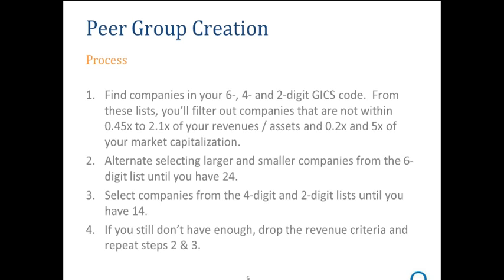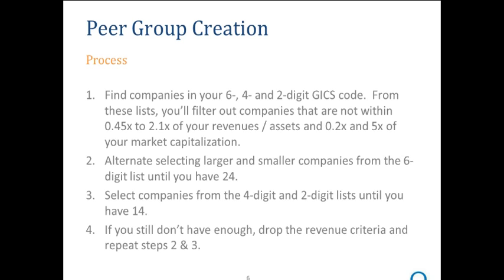Once you've got the list, start with the 6-digit GICS, every company that matches in the 6-digit GICS, and start selecting larger companies and smaller companies based on the ones that are closest to you in revenue until you have up to 24. If you have somewhere between 14 and 24, you're done. Basically, you just run the full simulation. If you have less than 14, you're going to repeat the selecting larger and smaller off the 4-digit list, and if you still don't have 14, off the 2-digit list until you get there.